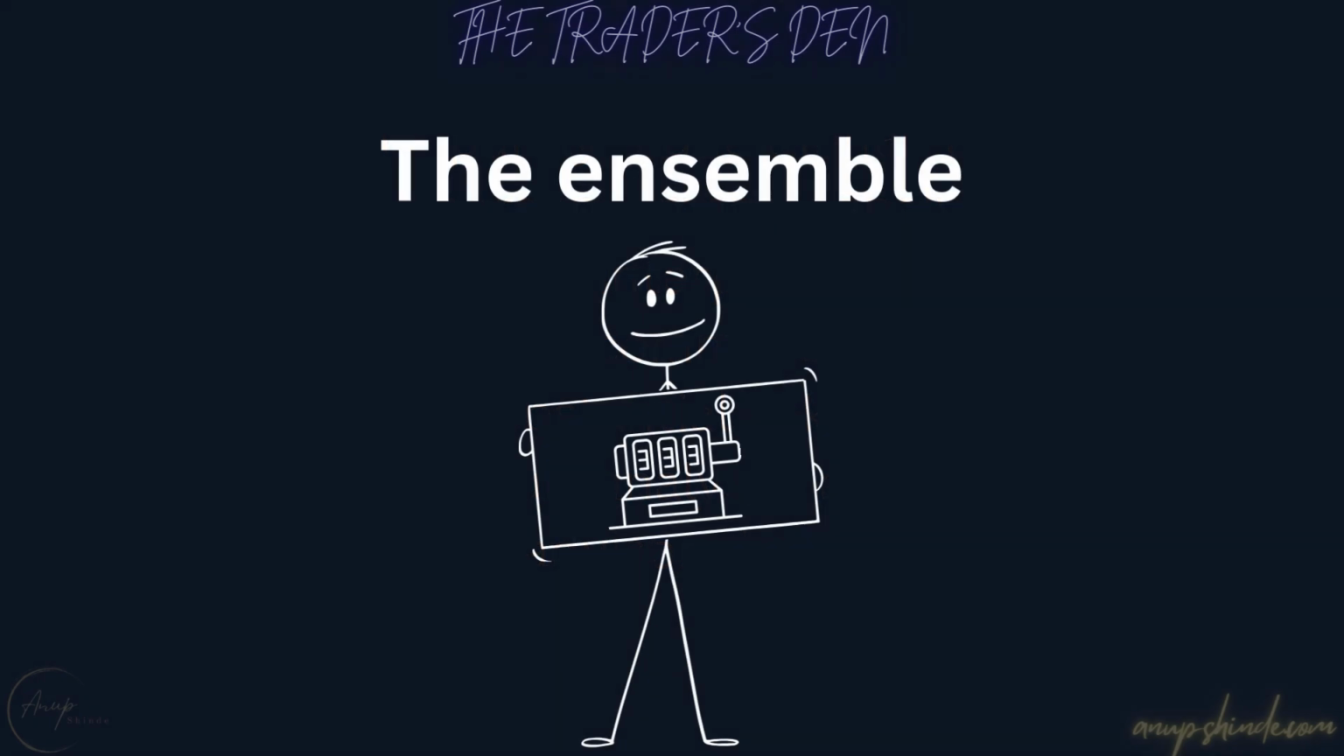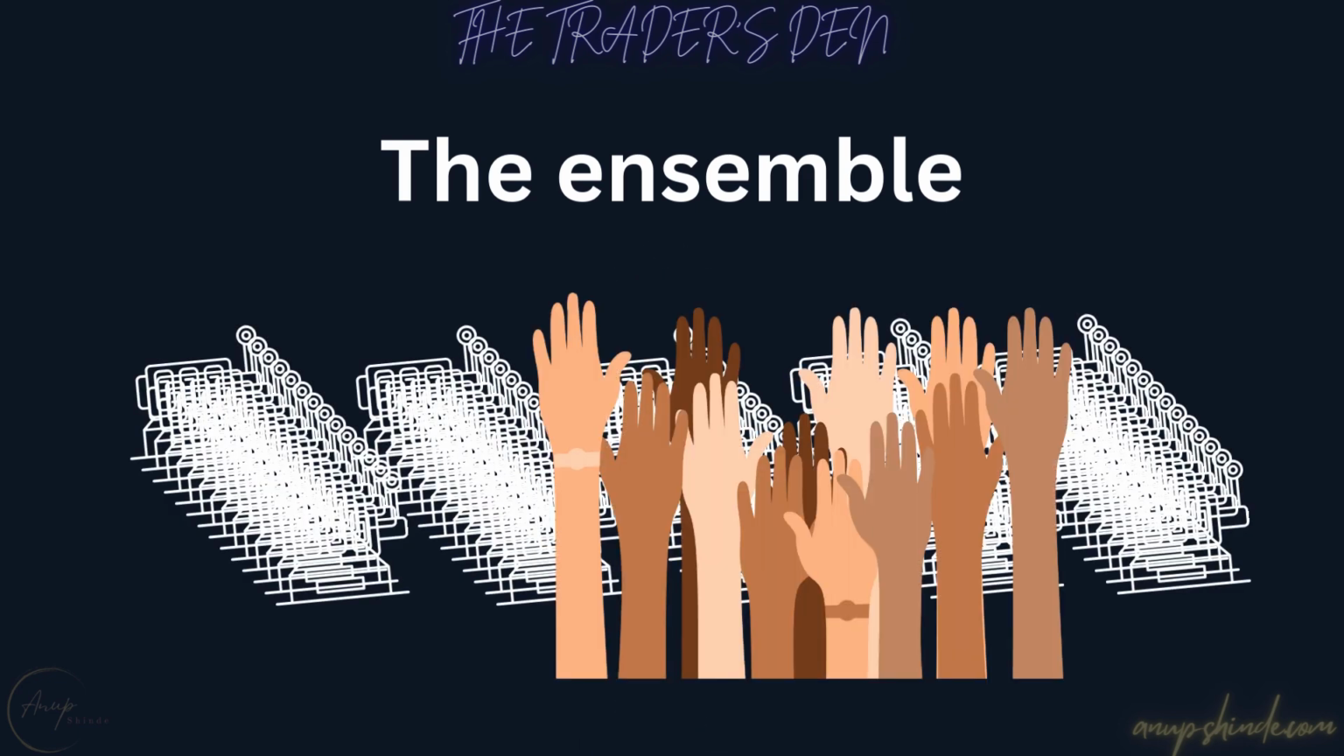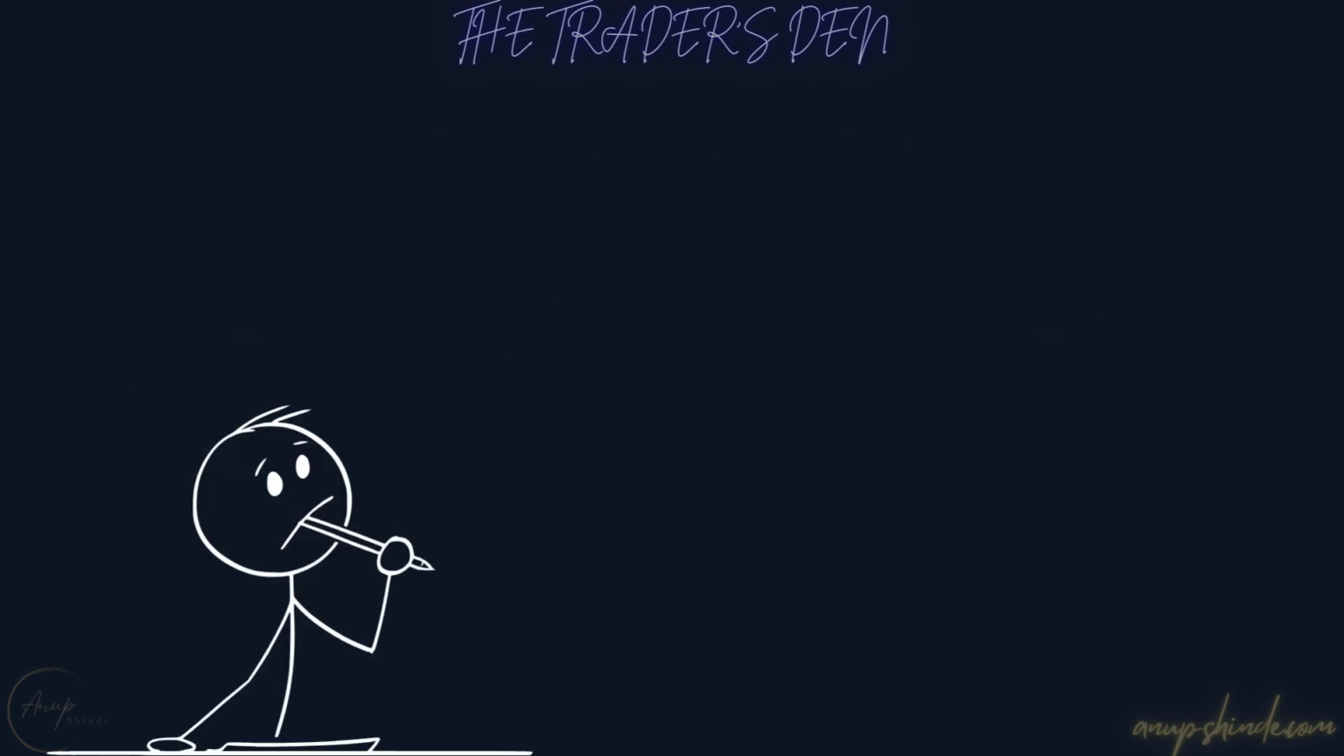Let's look at the ensemble method. In simpler terms, instead of relying on a single coin flip, you flip 100 coins, and then you go with the majority vote. The idea is to find a stronger consensus within the randomness. But does taking a vote actually work? Let's look into the system again.